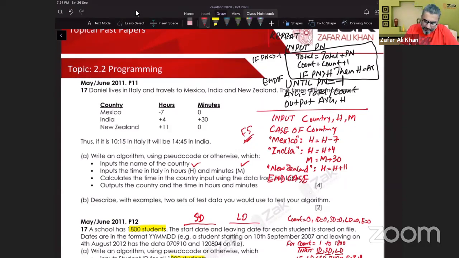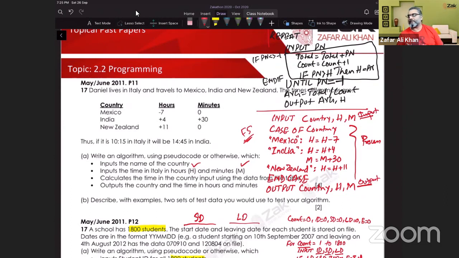And what do you have to output then? You have to output the name of the country, and the hours and minutes which are updated for that country. So this is it: input, output, process. That's it. This is your answer. This is format 5. Let's see if there are any other questions for format 5.